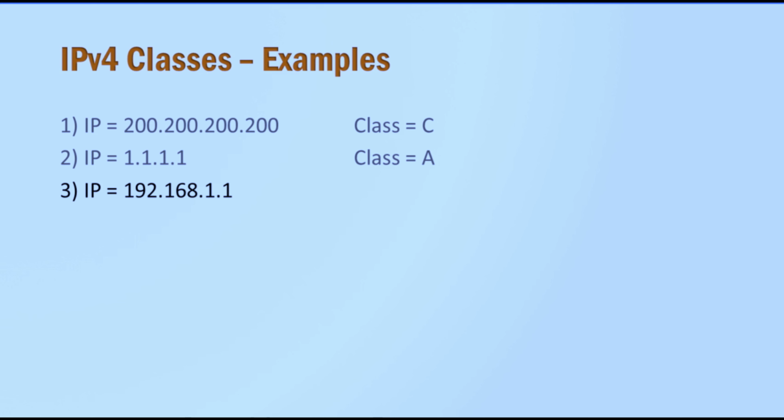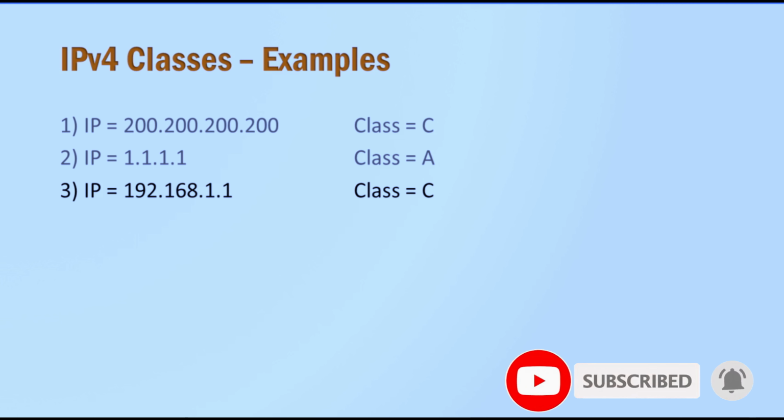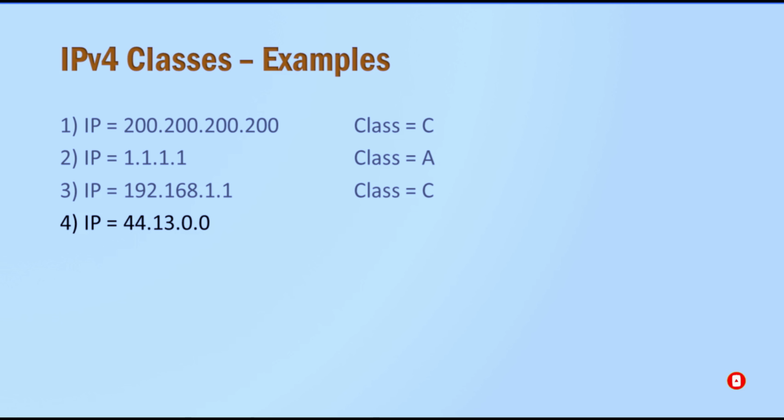Next example is 192.168.1.1. This is probably the most familiar IP address, and it belongs in class C. Fourth example, 44.13.0.0. So this is also class A because the first octet is between 1 and 126. Fifth example, 100.0.0.255. This is also class A.